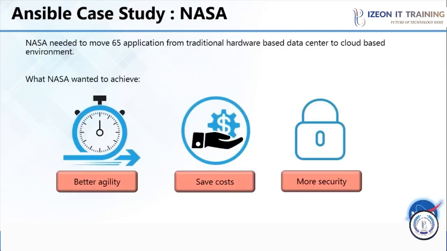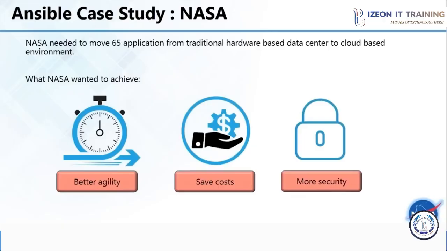And also they wanted to save costs because a lot of money was spent on just the maintenance of the hardware. And also they wanted more security because NASA is a government organization of the United States of America, and they hold a lot of confidential details for the government. So they just cannot always rely on the hardware to store all these confidential files. They needed more security because if at any time the hardware fails, they cannot afford to lose that data. And that is why they wanted to move all their 65 applications from a hardware environment to a cloud-based environment.